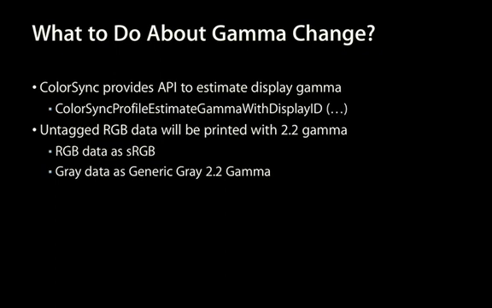Besides the Mac, RGB data will be printed as sRGB. And if we have untagged gray data, it will be printed as generic gray 2.2 gamma, which is exactly the same piecewise gamma curve as in the sRGB profile.